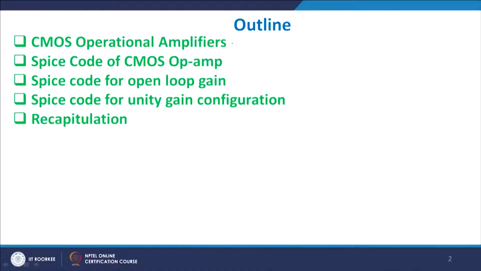Now, let me just recapitulate what we need to do. We will first start with the CMOS operational amplifier in the outline of the talk, as you can see, and then we will do the spice coding of the CMOS op amp, and then we look into the open loop gain and the closed loop gain for the operational amplifier, and then we will also show you a spice code for a unity gain amplifier, or a unity gain configuration of the operational amplifier.